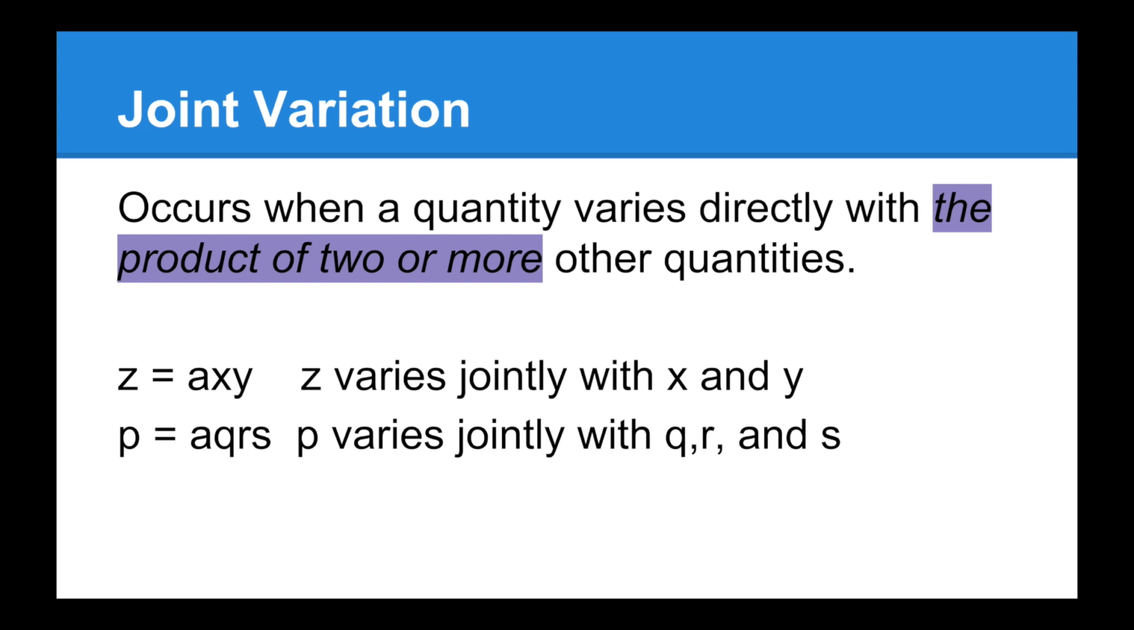Now we're going to talk about joint variation. A joint variation is a variation occurring when a quantity varies directly with the product of two or more other quantities. So let's look at an example. As I said, it's a product of two or more quantities. So when we change into these explanatory forms, we disregard the constant, which is a, and then let's look at it. Z varies jointly with x and y. Then, P equals aQRS. P varies jointly with Q, R, and S. Do you get it, class? Yeah. Very good.